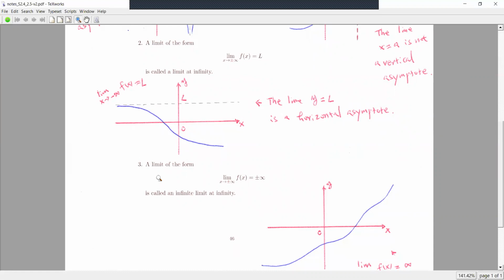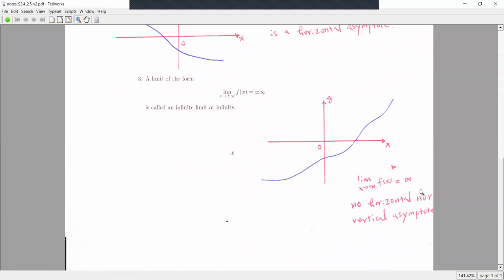Review number 3. A limit of this form is called an infinite limit at infinity. X approaches infinity. Function approaches infinity. Here, this is an infinite limit at positive infinity. The corresponding graph is this curve. In this case, the function has no horizontal asymptote, no vertical asymptote.